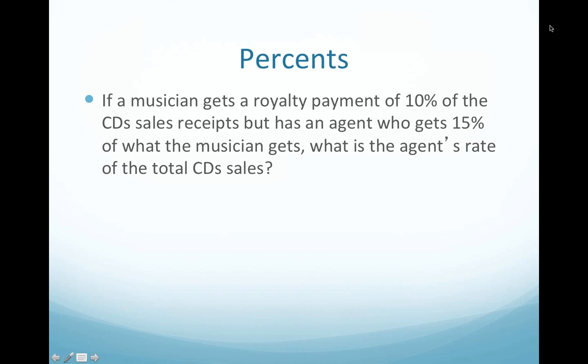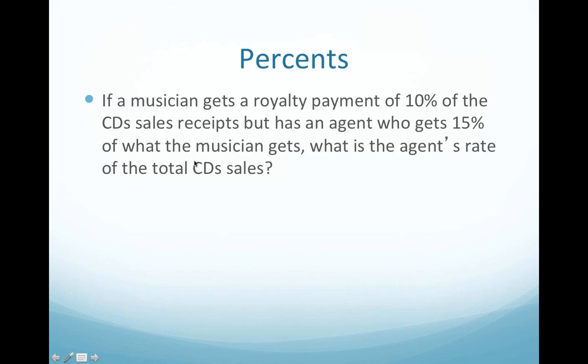So the first place we're going to start is right here with percents. Here's an example of an application of multiplying percents together. If a musician gets a royalty payment of 10% of the CD sales receipts, but has an agent who gets 15%, what does the musician get? What is the agent's rate of the total CD sales?